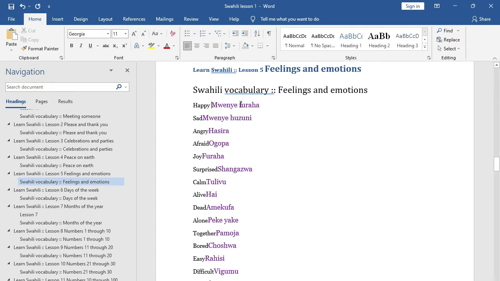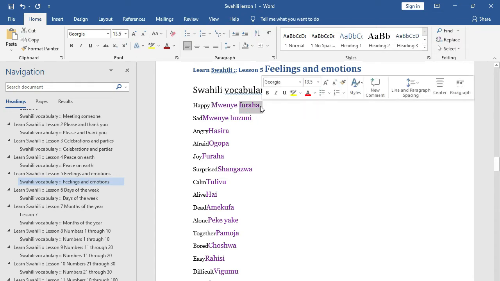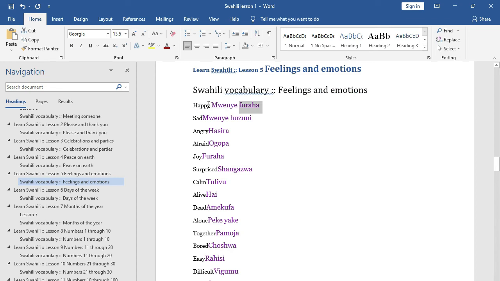Furaha means happy. But when you want to say happy person, mwenye furaha. When you want to add something, person is furaha. Sad is huzuni, or huzunika, huzuni.